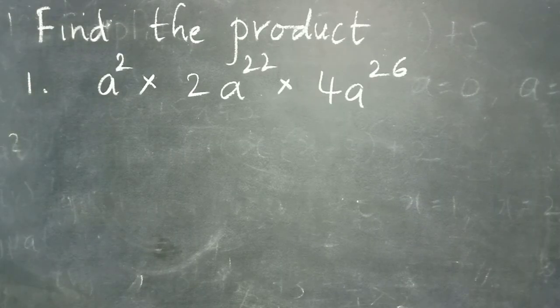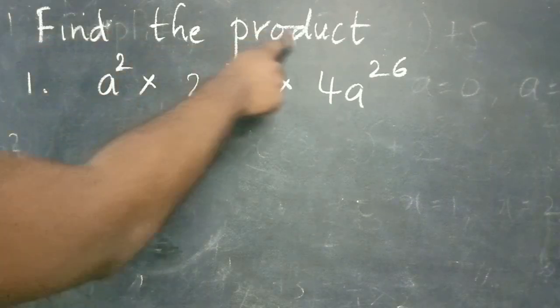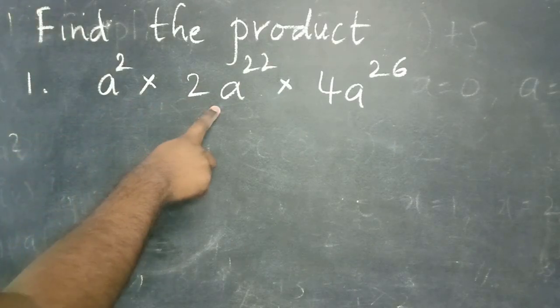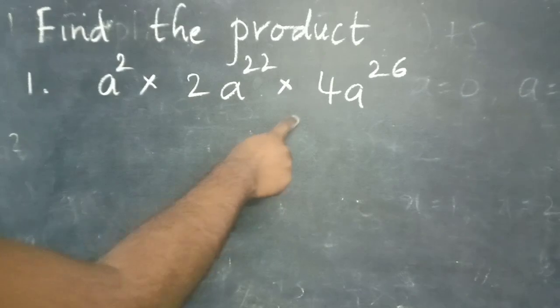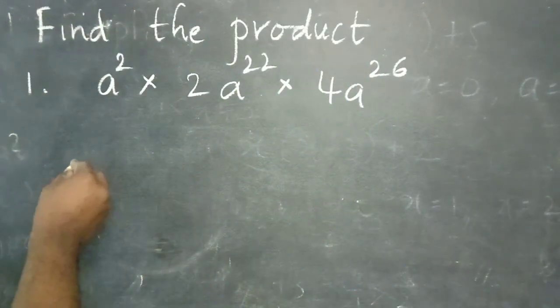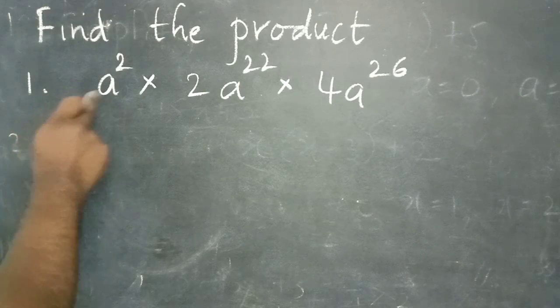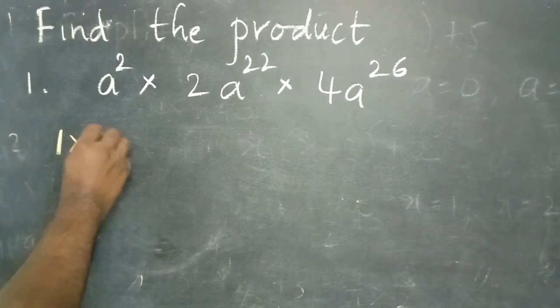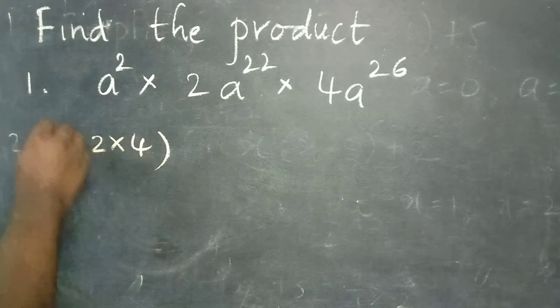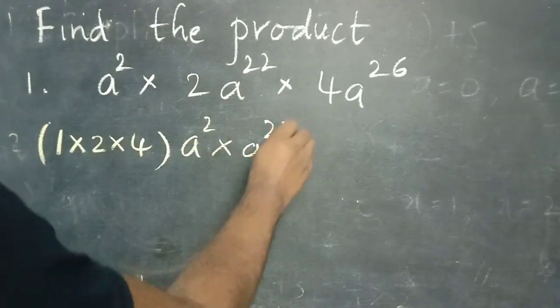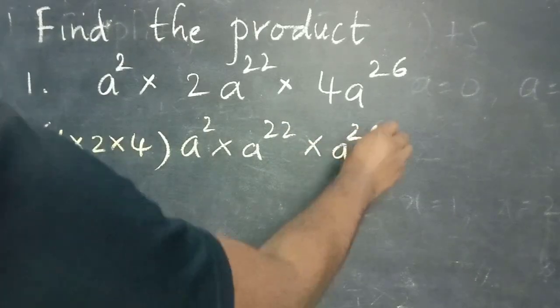Moving to next heading, find the product of the given below. The first question, a square into 2a to the power 22 into 4a to the power 26. Now first multiply the numerical coefficient. Here it is 1 into 2 into 4. Then multiply the variables, a square into a power 22 into a to the power 26.